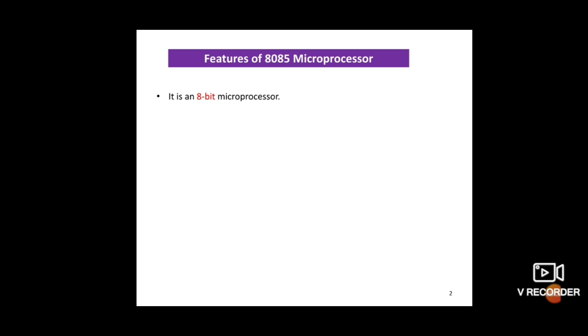See, the first feature is it is an 8-bit microprocessor. You know 8-bit means 1 byte. That is, the 8085 microprocessor stores or processes only 8-bit data. That means word length is 8-bit only. So this microprocessor is called an 8-bit microprocessor.